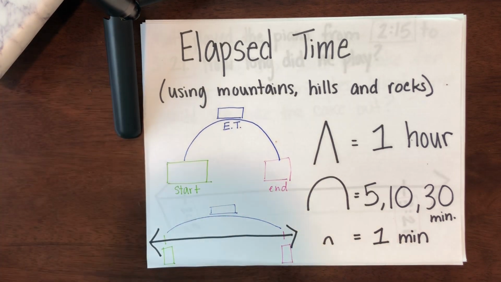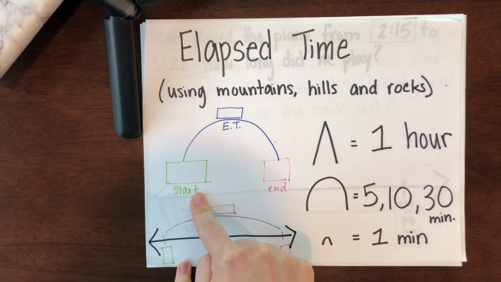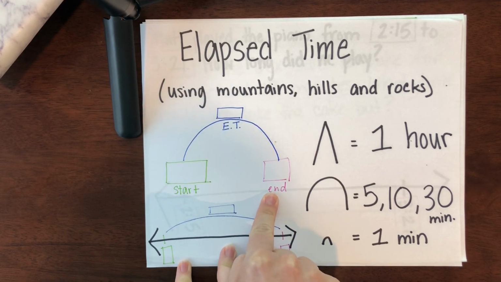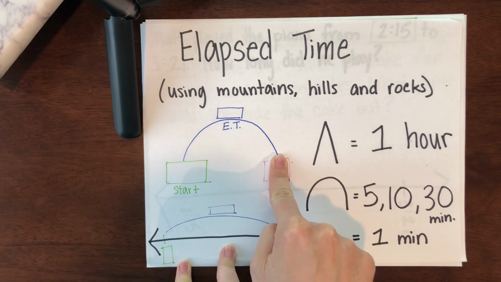So when you're working with elapsed time problems, you are always going to have three things that you need to figure out, and you will be given two of them. So the three things that you need to figure out is the start time, the end time, and the elapsed time. So you will always be given two of those.